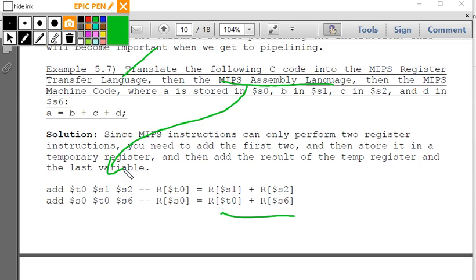So in MIPS, if you look at the assembly language of RS, RT, and RD, the order of operations here in the assembly language is this, right?